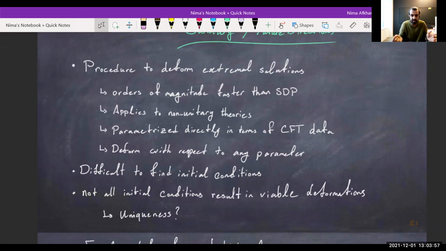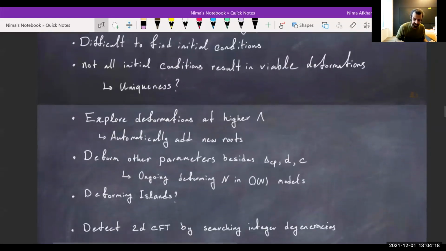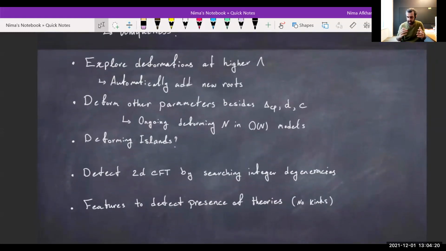That's one possibility. The other possibility is that these solutions are just not connected. I don't know what the answer to this is, and it's worth exploring. What initial conditions you're able to deform, have large deformations, and so on. And are these extremal functionals unique in any sense? And are there features that you can try to latch onto to say that there exists a theory here or there? You should explore these deformations with higher lambda, which requires implementing what I was describing, automatic detection of new roots that get added.